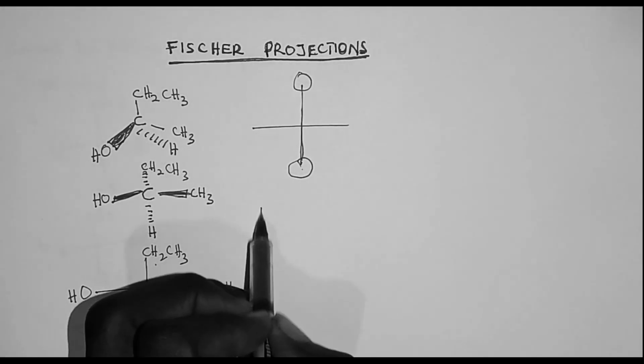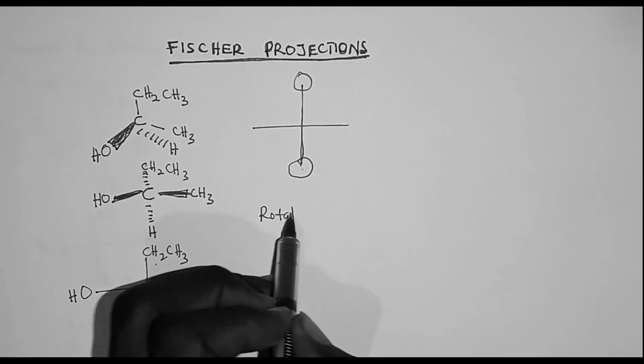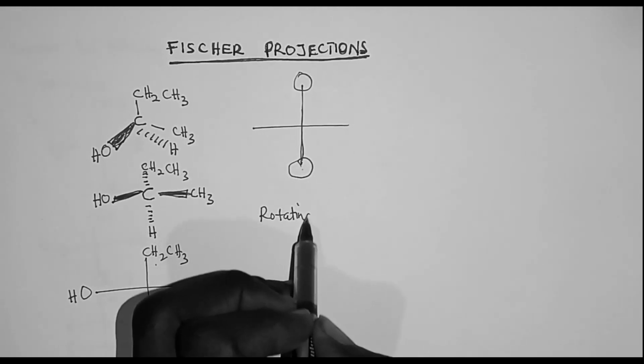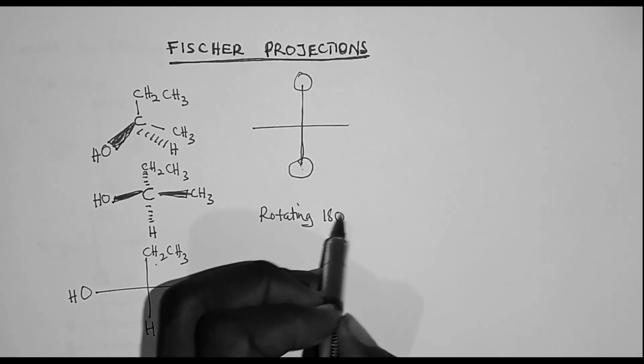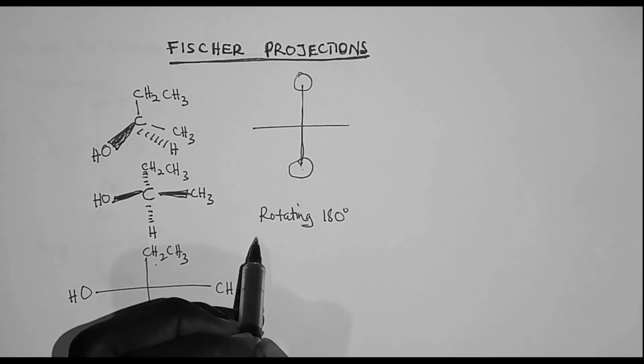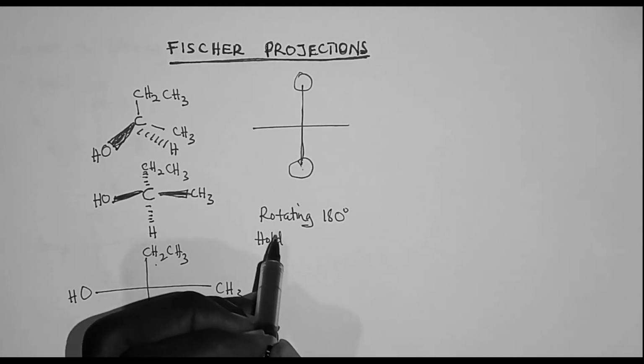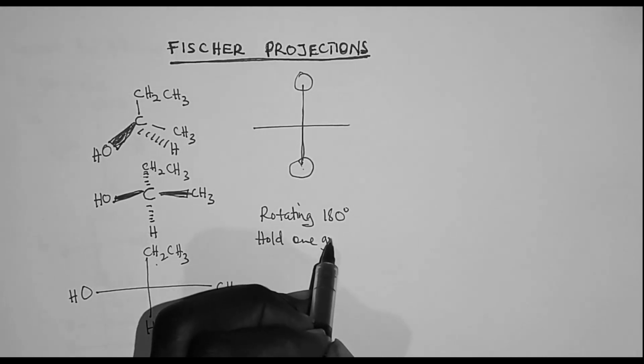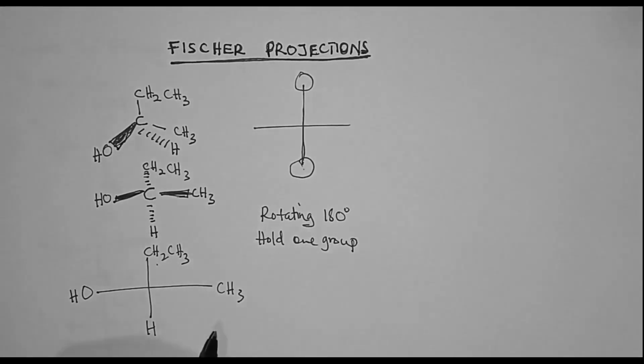One of them is rotating the molecule by 180 degrees. And the second thing is you can hold one group, and then you rotate the other three groups.